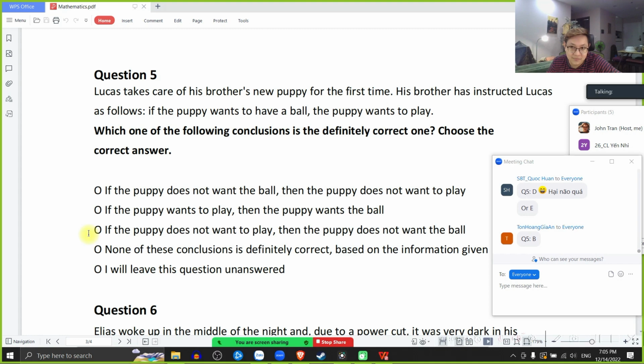So, what is the best answer, teacher? I think it's D because we don't have the answer key for this one. Không có câu trả lời chính xác, không có cái answer key trong cái tờ này đâu. So I think D is the right answer. None of these conclusions is definitely correct.